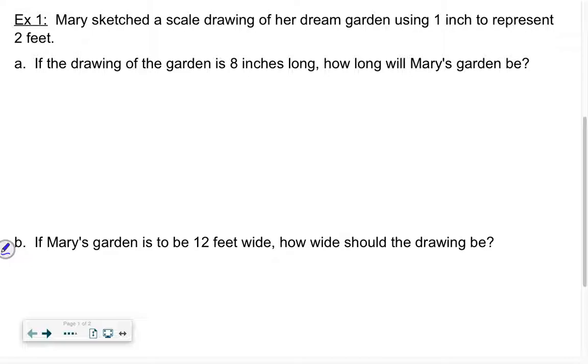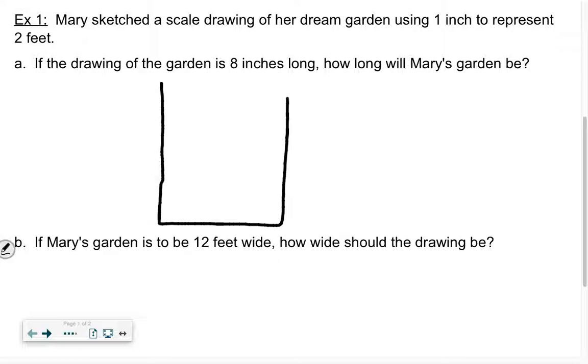Mary sketched a scale drawing of her dream garden using 1 inch to represent 2 feet. So for every 1 inch on that drawing, that's going to represent 2 feet of actual garden. And it says, if the drawing of the garden is 8 inches long, how long will Mary's garden be? Well, a lot of you are saying, I don't need this chart to solve this one. I know that for every 1 inch I get 2 feet, therefore I need to take 8 times 2 to come up with my 16 feet. And you most certainly would be right. Okay, 16 is our answer.